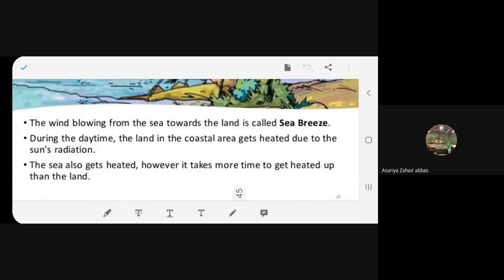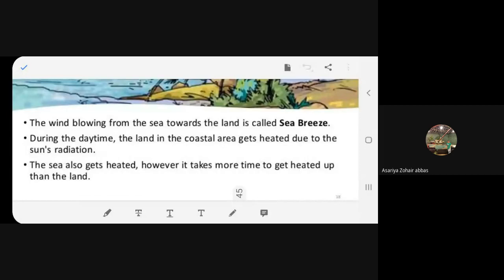The wind blowing from the sea towards the land is called sea breeze. During the daytime, the land in the coastal area gets heated due to the sun's radiation. The sea also gets heated. However, it takes more time to get heated up than the land.